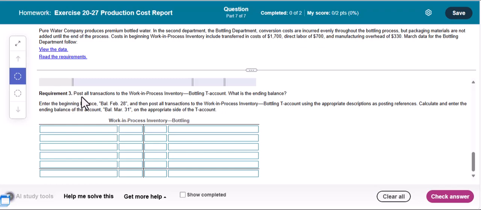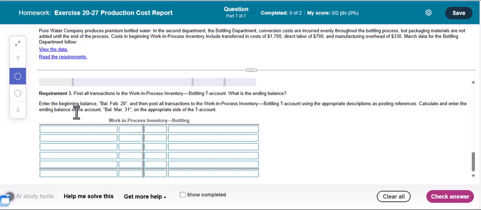Okay. Now we're moving on to requirement 3, the last part of our problem. So we have to post all the transactions to the work in process inventory bottling T account. What is the ending balance? Enter the beginning balance, BAL February 28th, and then post all transactions to work in process inventory bottle T account using the appropriate descriptions as posting references. Calculate and enter the ending balance of the account, BAL March 31st, on the appropriate side of the T account.